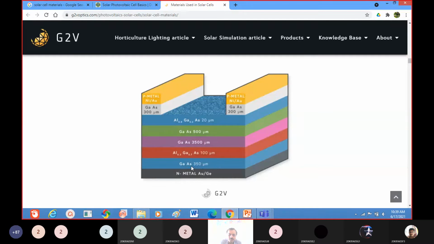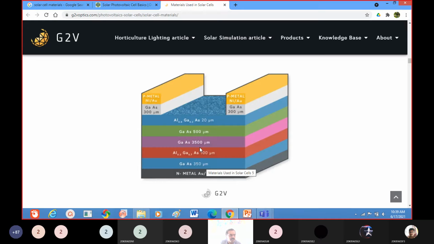See here, gallium arsenide. This layer width will be just 350 micrometer, and aluminum gallium arsenide 100 micrometer, gallium arsenide 3500 micrometer. So like that, by using different structures, a combination of different layers also, so many junctions will be formed.